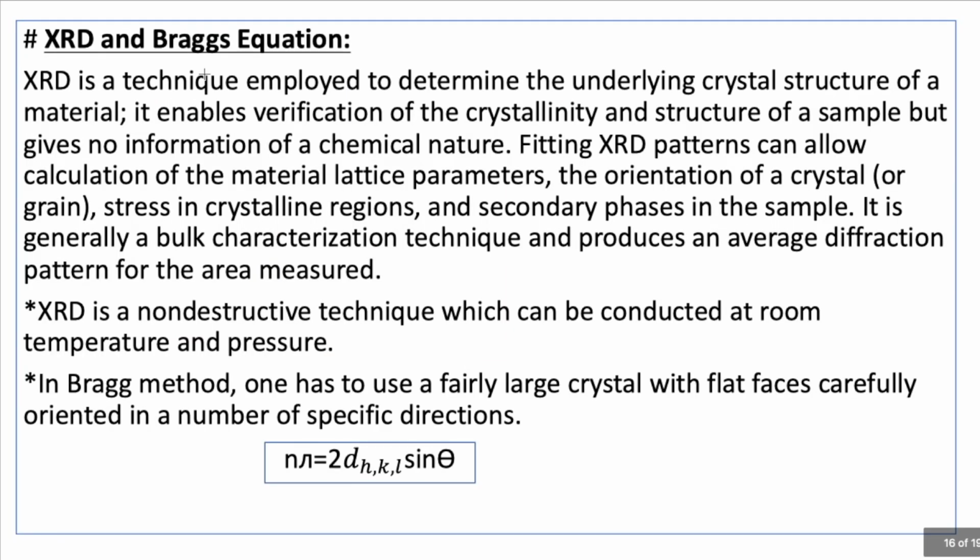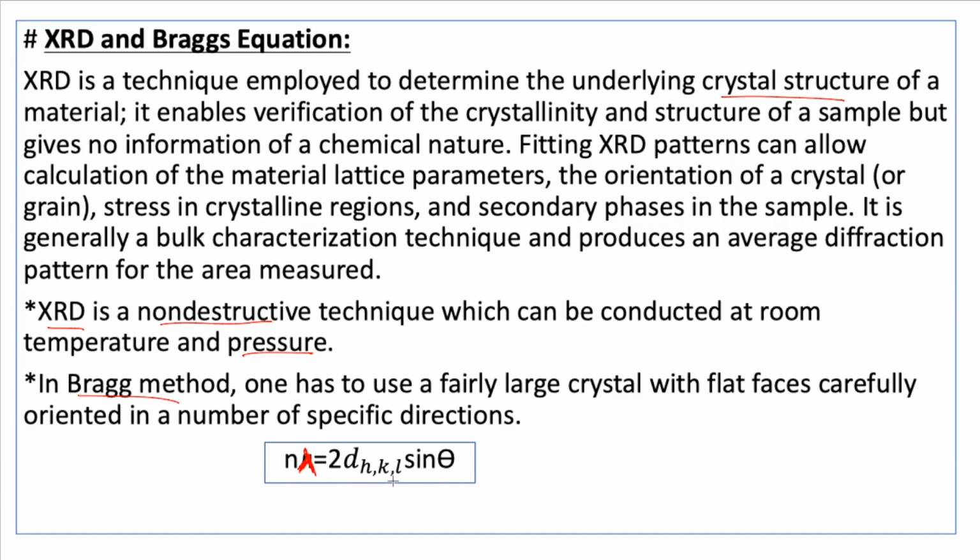Alright, the next very important thing in solid state chemistry is X-ray diffraction, or Bragg's equation. XRD is an instrument called an X-ray diffractometer, employed to determine the underlying crystal structure. So if you form any crystal and want to understand how the crystal is going to look, XRD is the instrument which does that. XRD is a non-destructive technique which can be conducted at room temperature and pressure, and it uses Bragg's method. Bragg's equation is 2d sin theta = n lambda, where lambda is the wavelength of the light being used, which is X-rays here.